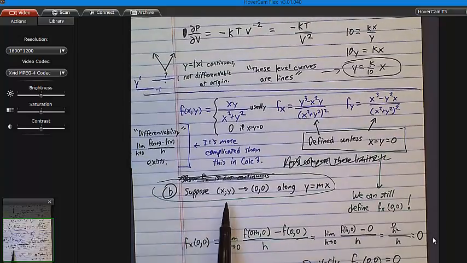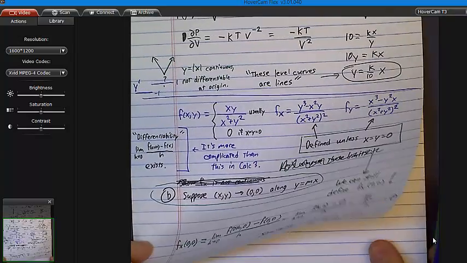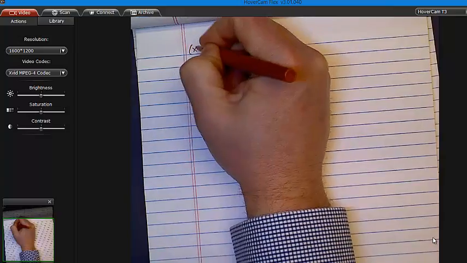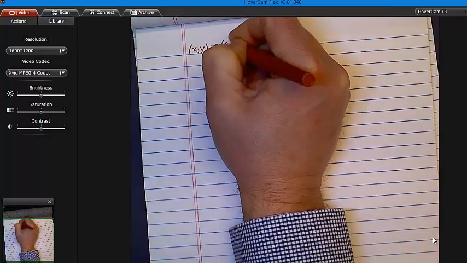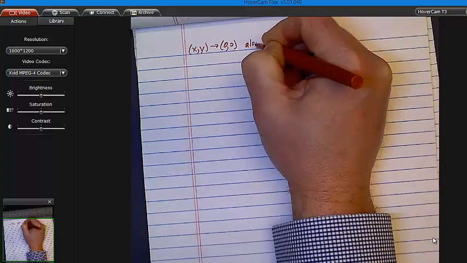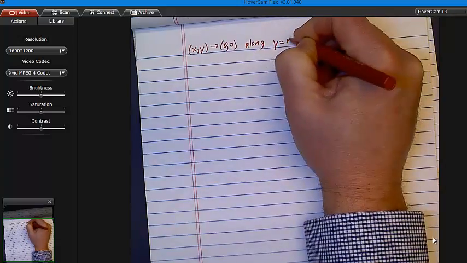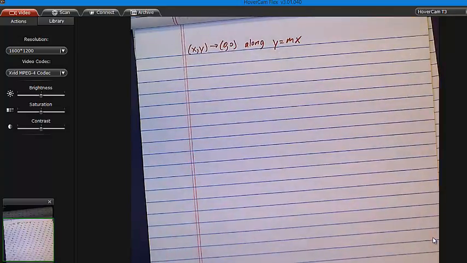Suppose that (x, y) approaches (0, 0) along a line, y equals mx. I'm going to need more paper. Here I go. So again, (x, y) approaching (0, 0) along y equals mx. You might remember this is the example where we always got 0 when this happened. Let's see what happens to the derivatives.